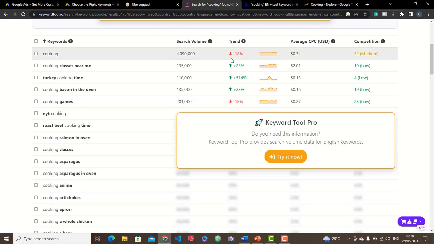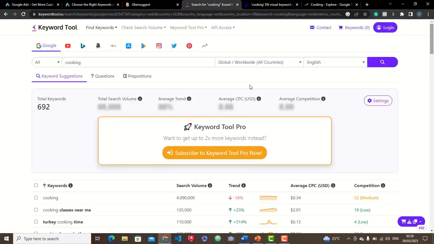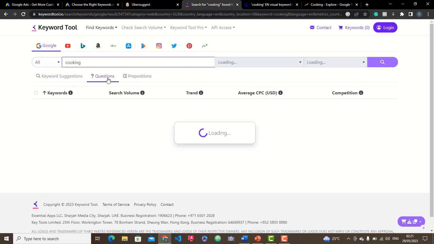So it gives you ideas about what questions people are asking on this particular topic. Let's say cooking. Now it's going to give you examples of questions that people ask on Google, and also not just Google, also on all of these platforms: Bing, Amazon, YouTube, Twitter, Pinterest, and Google Trends. Can you see the questions it's showing? Are cooking shows fake? These are what people are asking. Are cooking oils bad for you?